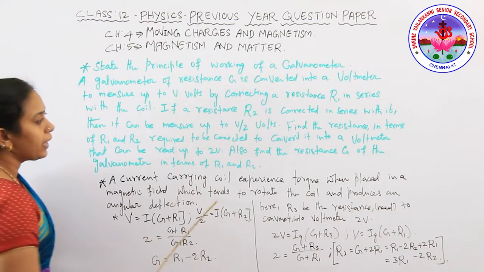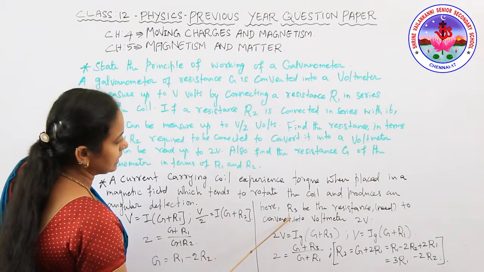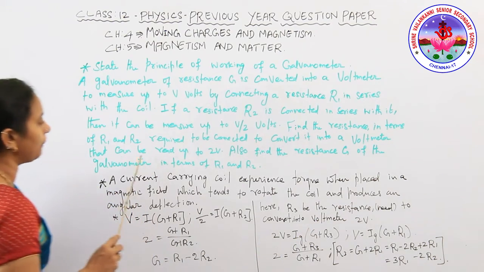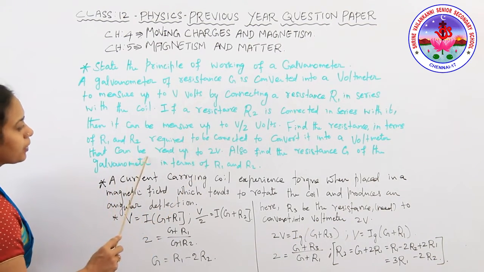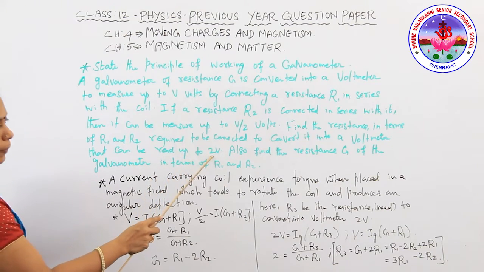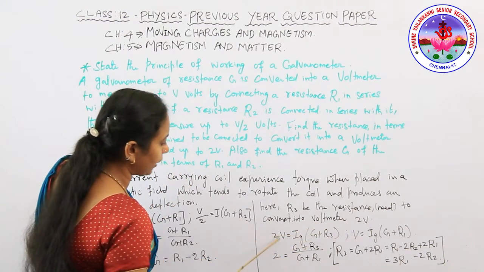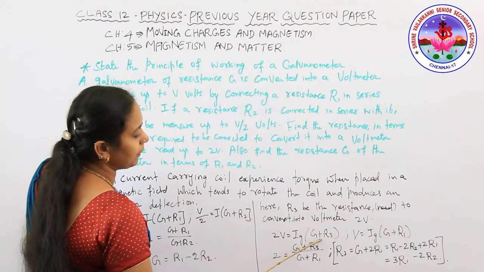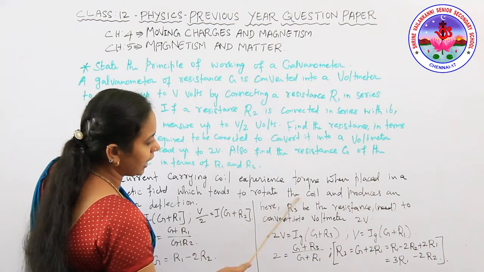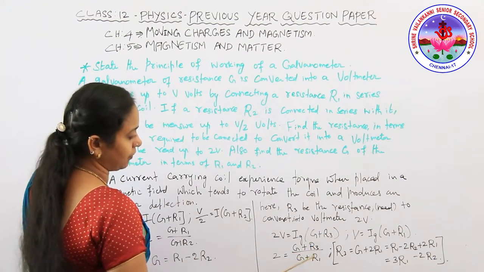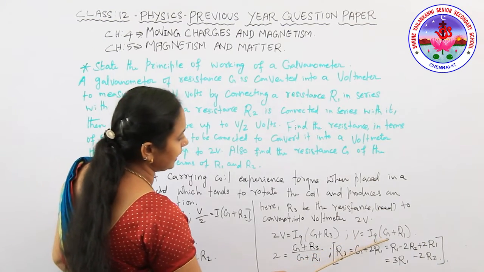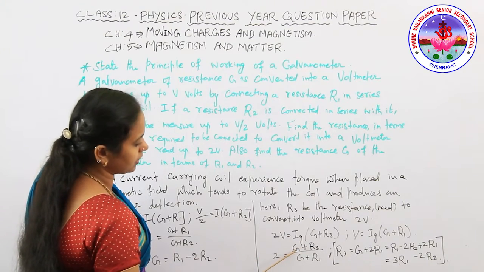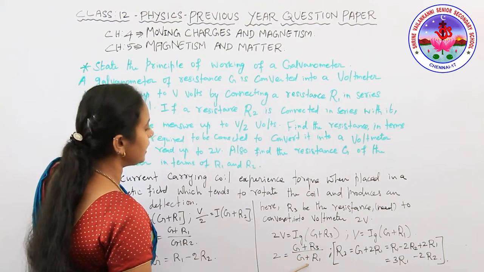Got it? Now here you must know R3, that is the resistance. If we need to convert into a voltmeter which can read up to, what is the clue they have given? You have to convert it to read up to 2V. So instead of V you have to write 2V, which is equal to Ig into G plus R3. Instead of R, here we are using the resistance R3. Then V is equal to Ig into G plus R1. By comparing, we will get as usual 2 equal to G plus R3 by G plus R1.